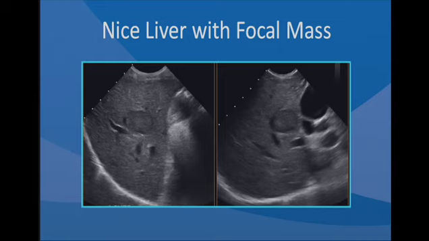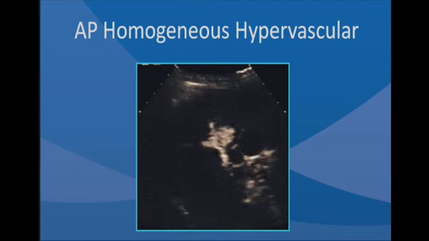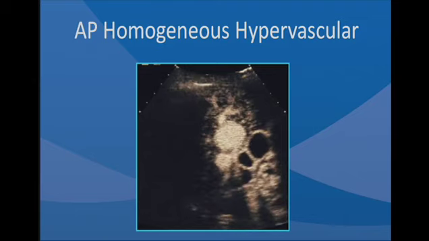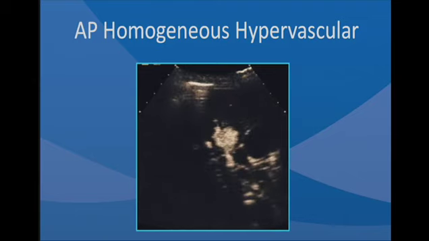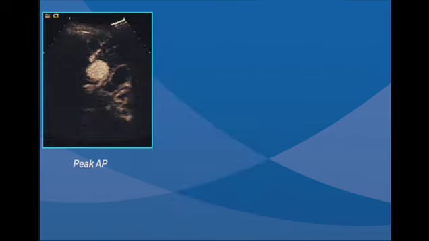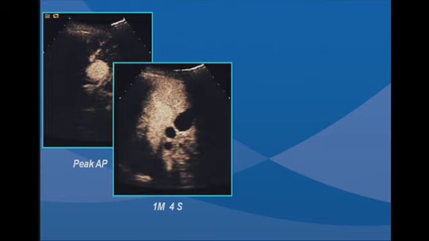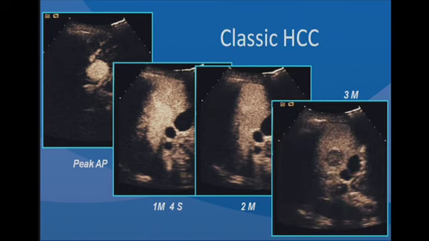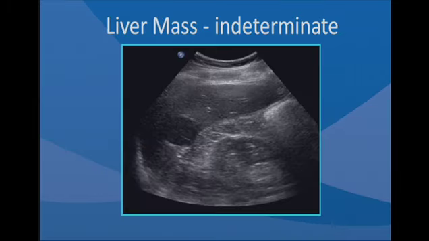However, you can see nicely within the center of the liver a well-defined mass. When we inject contrast, we can see easily that this is a hypervascular mass. So we are thinking of hepatocellular carcinoma when we see this hypervascularity. Now, when we look at the mass at the peak of the arterial phase, we show the homogeneous hypervascularity. When we look at 1 minute, the mass is still hypervascular relative to the liver. When we look at 2 minutes, the mass is isovascular. It does not show rapid washout. However, at 3 minutes, we show rather weak washout. This is classic hepatocellular carcinoma.